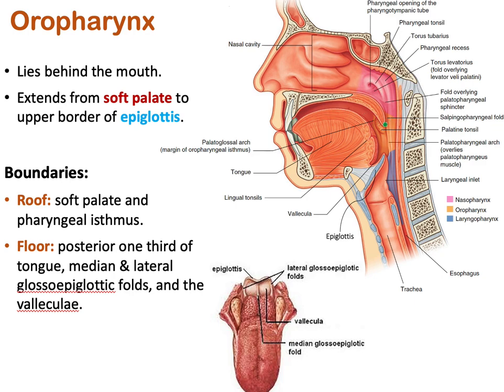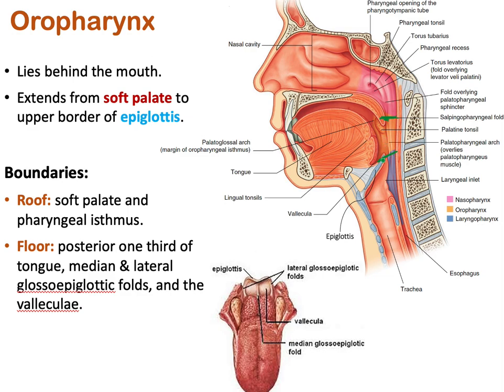Now, jumping inferiorly, moving to the oropharynx. This is the oropharynx that opens anteriorly to the oral cavity through the oropharyngeal isthmus. The oropharynx is located behind the oral cavity. It extends from the soft palate, as you see here, to the upper border of the epiglottis. This is the epiglottis, right? So this is the oropharynx. If you look in the mirror, you are looking at the oropharynx. This is the only part of the pharynx that you can see in the mirror, right?